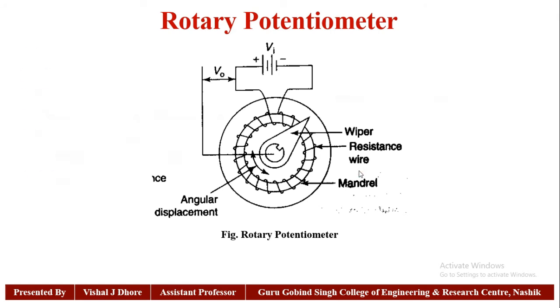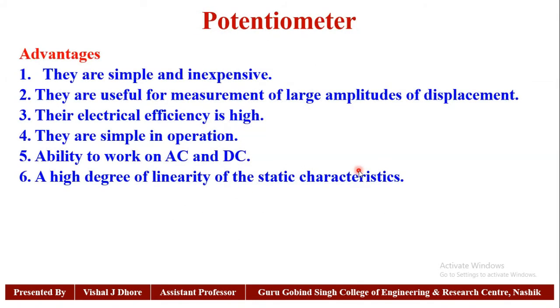Now we can take some advantages. What are the advantages of potentiometers? They are simple and inexpensive. They are useful for measurement of large amplitude of displacement. Their electrical efficiency is high. They are simple in operation. They have the ability to work on AC and DC current. And the last advantage is a high degree of linearity of the static characteristics. Now these are some advantages of the potentiometer.